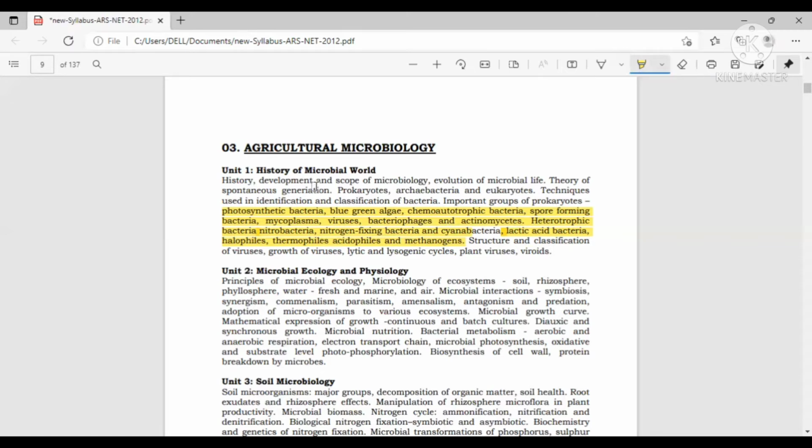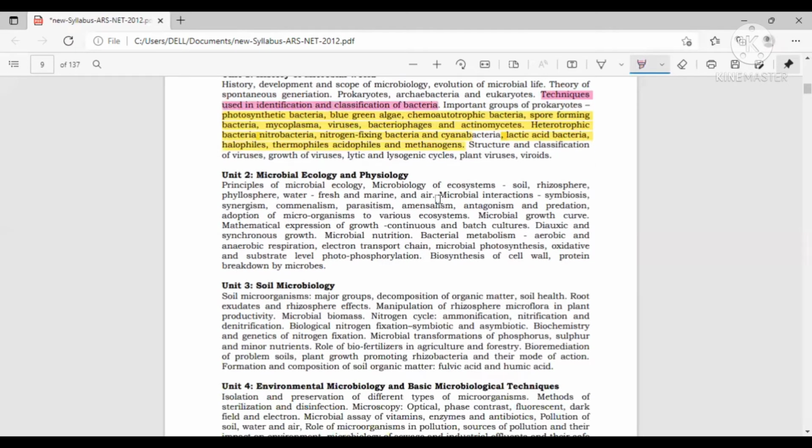Then another important thing is identification: what are the different identification strategies or techniques that we can use for classifying bacteria, like microscopy, cultural characteristics, staining reactions, biochemical reactions, and some molecular typing. If any recent advancement is there in that field, you can refer to it and include that also in your preparation.